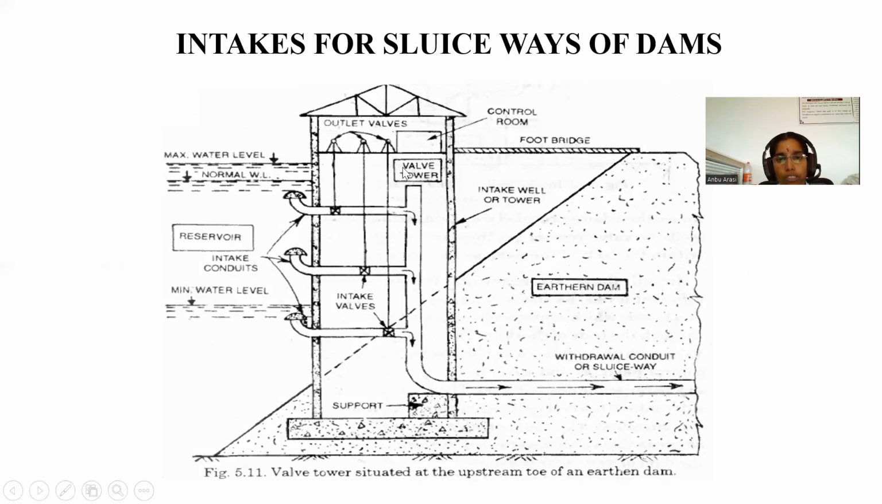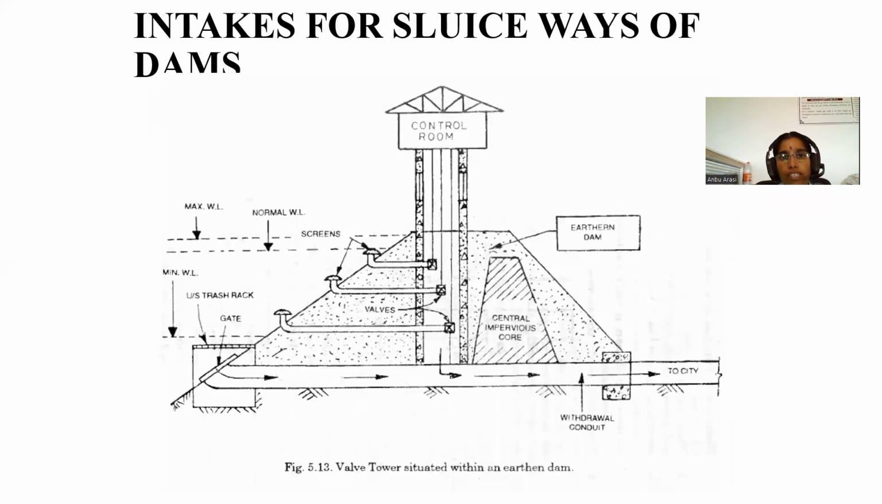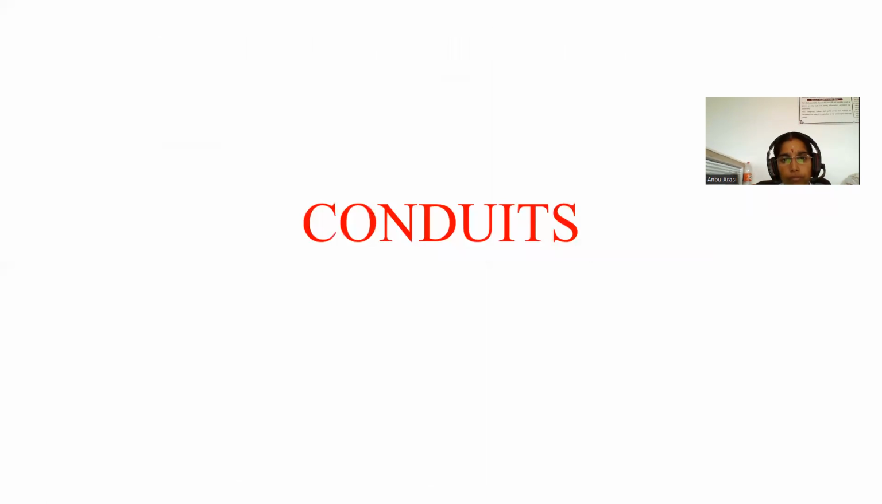Here we are collecting the water at different levels: normal water level, maximum water level and minimum water level. These are the three levels at which we collect water, but through one sluice way we take the water to the treatment plant. Next, intakes for sluice ways of dams. This is another example, a masonry dam. Next, intake for sluice ways of dams. Here is the wall tower situated with an earthen dam.